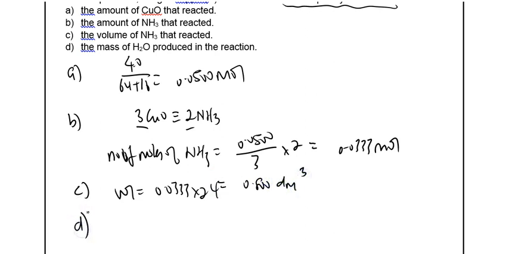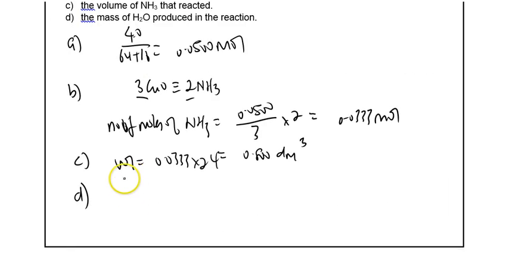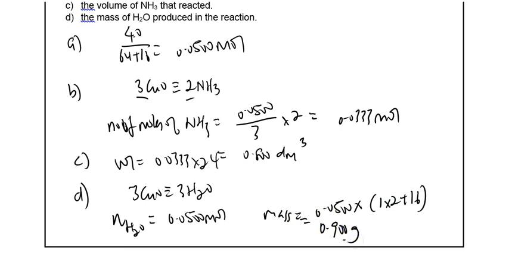And part D, it's the same as part B. What is the mass of water produced in the reaction? From the above equation, it is 3:3. So 3 moles of CuO gives me 3 moles of water. So number of moles of water is equal to 0.0500 moles, and the mass would simply be 0.0500 multiplied by 1 times 2 plus 16, giving me 0.900 grams of water.